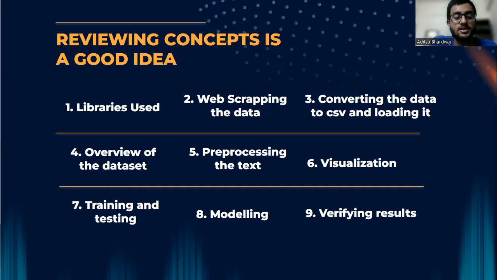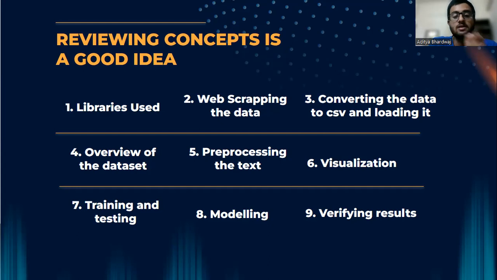The eighth step is the modeling, choosing a suitable machine learning or natural language processing model for event extraction. This could involve techniques like named entity recognition to identify entities and their relationships, or more advanced methods like dependency parsing to understand the grammatical structure of sentences.